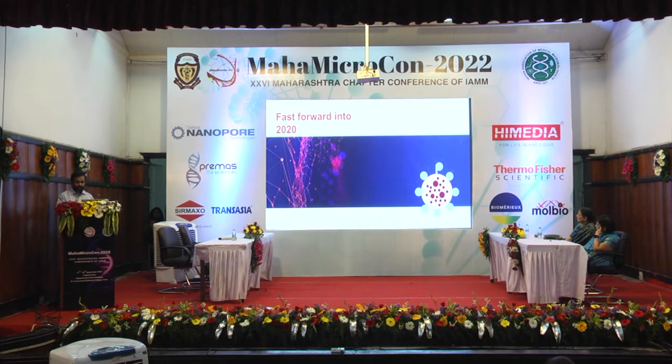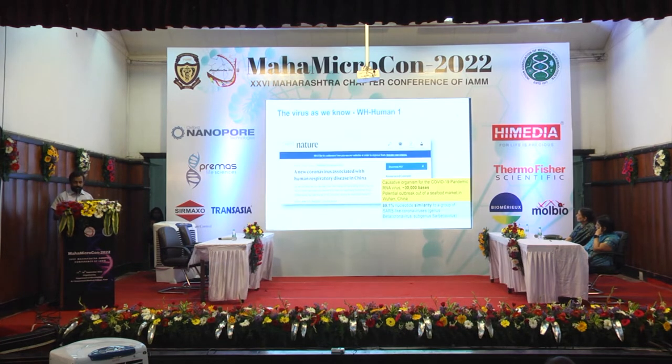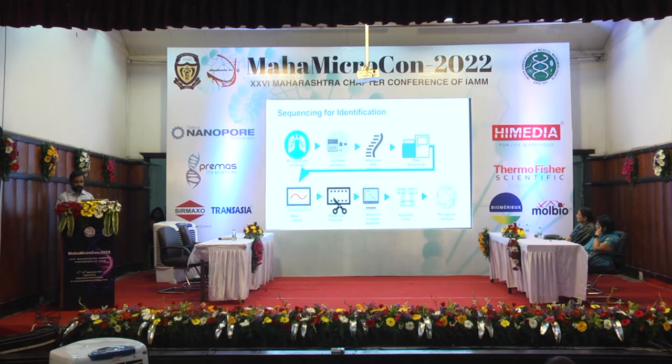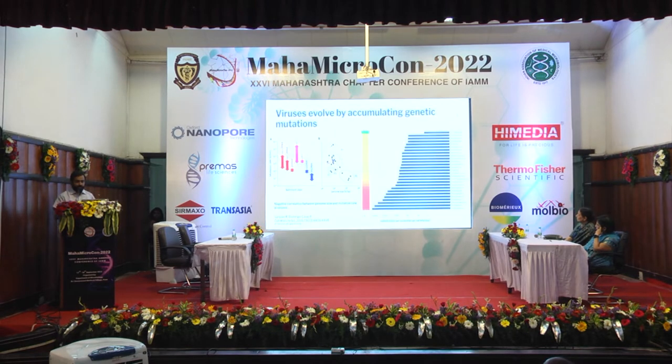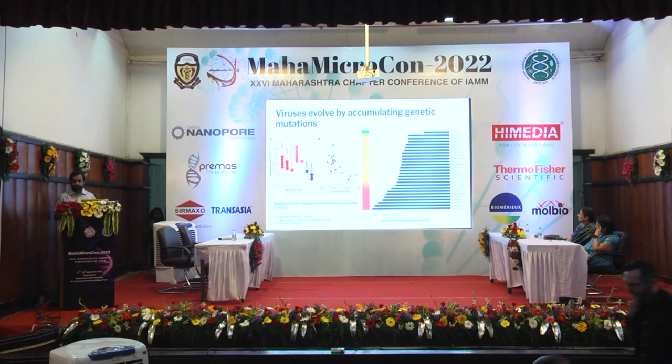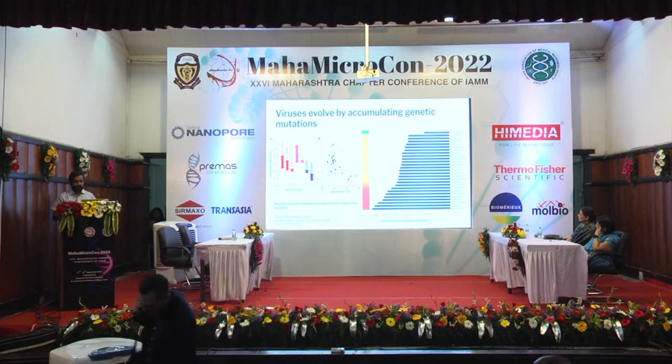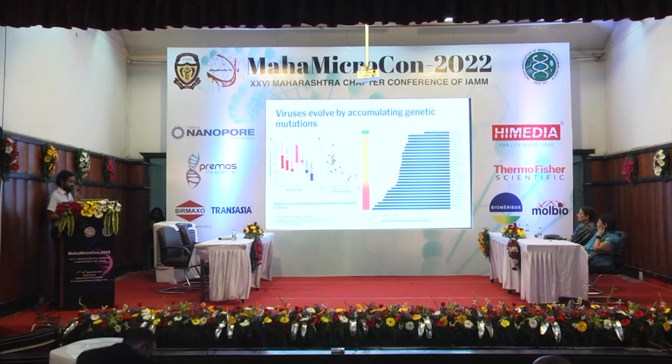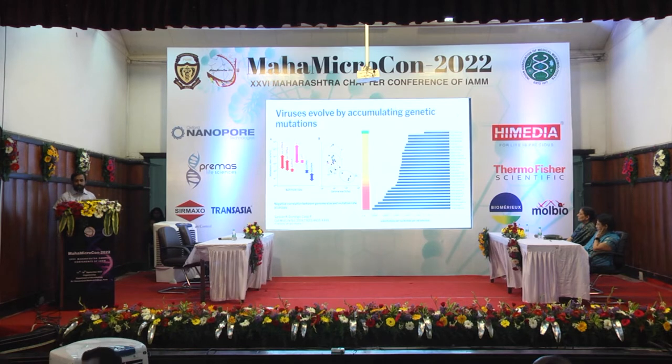Now, fast forward into 2020, we know what happened, and you have heard about this, so I'll not delve deeper into this. But what we need to keep in mind is that every organism around us, including ourselves, evolve, and that evolution is by accumulating genetic mutations. The only difference between us and viruses is the speed at which you can accumulate genetic mutations. So RNA viruses largely accumulate mutations much faster compared to DNA viruses, but of course there are exceptions to this, and those are the exceptions I'm probably going to come back to in the future slides.